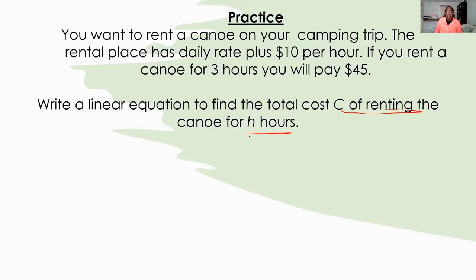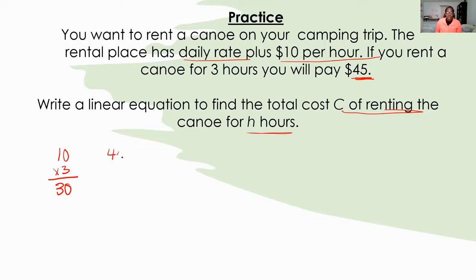So one of the things that's kind of missing is they told me that there's a daily rate plus $10 per hour. So that per is telling me that, hey, that's my slope. But if I rented a canoe for 3 hours and I paid $45, how much is my daily rate? So let's think of it this way. If it's $10 an hour and I did it for 3 hours, that means I should have paid $30 just to rent the canoe. But it said I paid $45. So what am I going to do with that 45? That means it's a difference of $15.